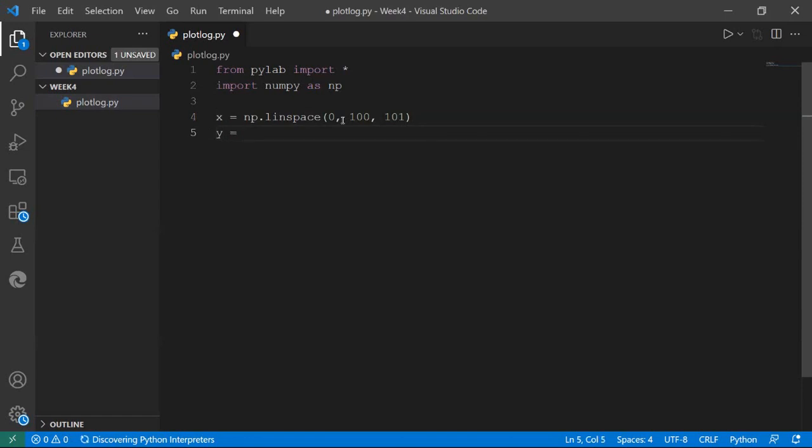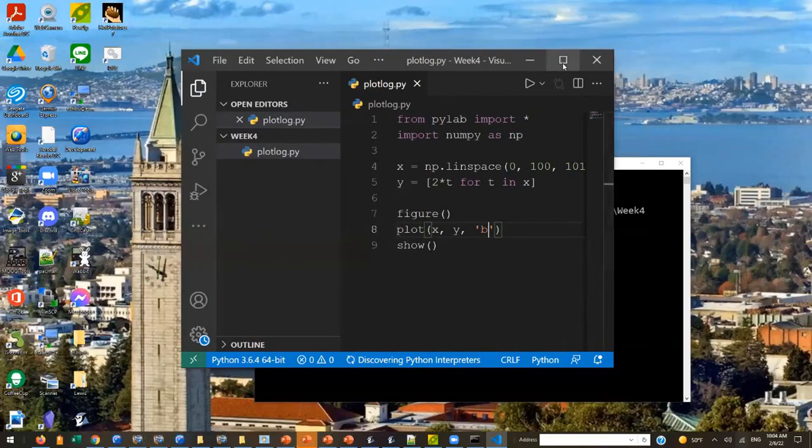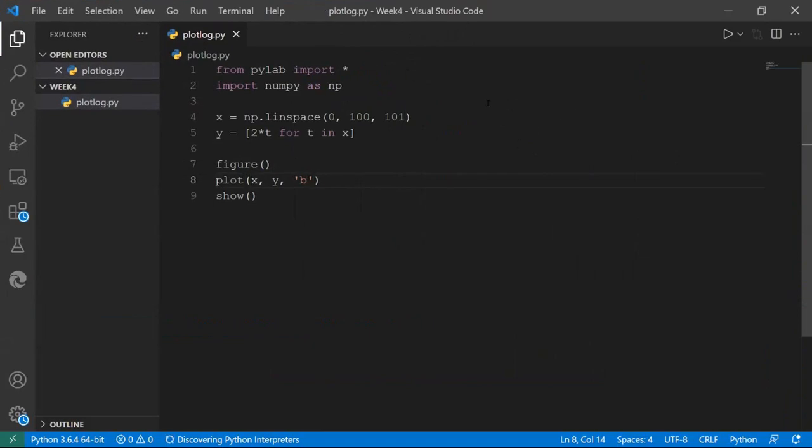And we plot y equals 2 times t for t in x. So these are linear space. With linear space, we have this one show. Here we do plot x and y, and then blue color. So this one is a normal linear plot. Let me actually run it.